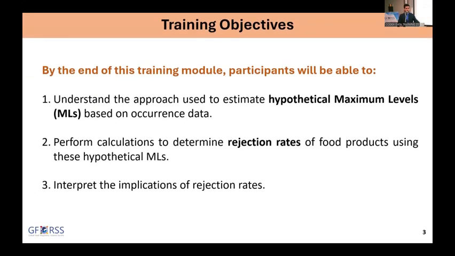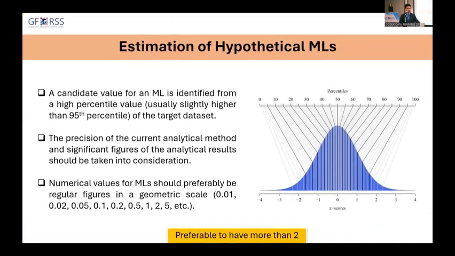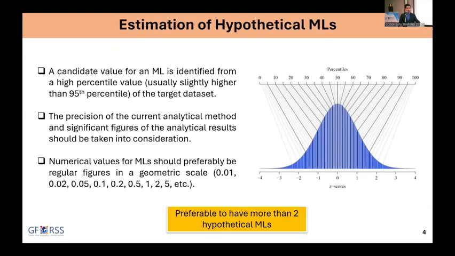So hopefully after this module, we will be able to understand the approach used to set or to estimate those hypothetical MLs, perform calculations in order to determine the rejection rates, and then we will discuss the calculations related to the intake or the exposure. So what are the candidate hypothetical MLs?